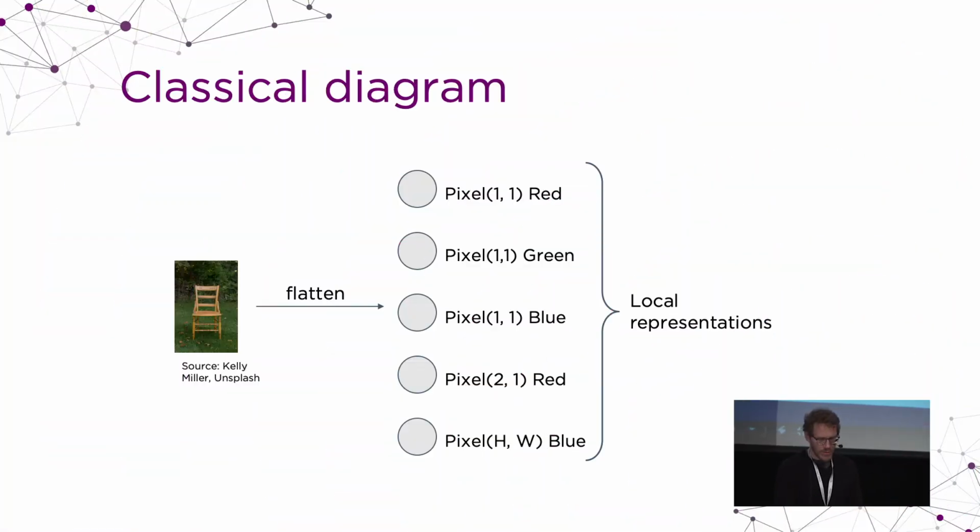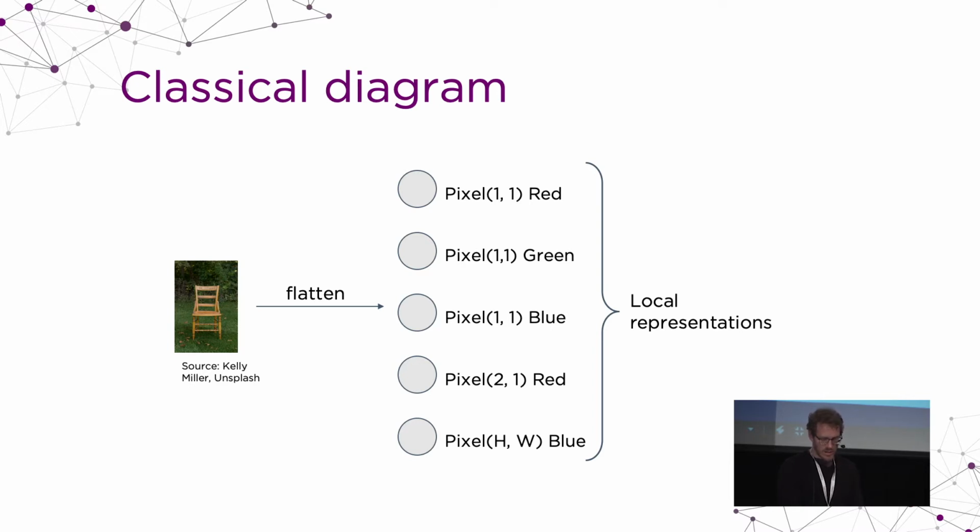First, we will review a classical diagram of a neural network. Neural networks have been in the literature for more than 20 years, at least 40 years, I think. Here we'll take this image and use an operation called flatten so that it can be processed by our artificial neural network. So this is the pre-processing operation here.